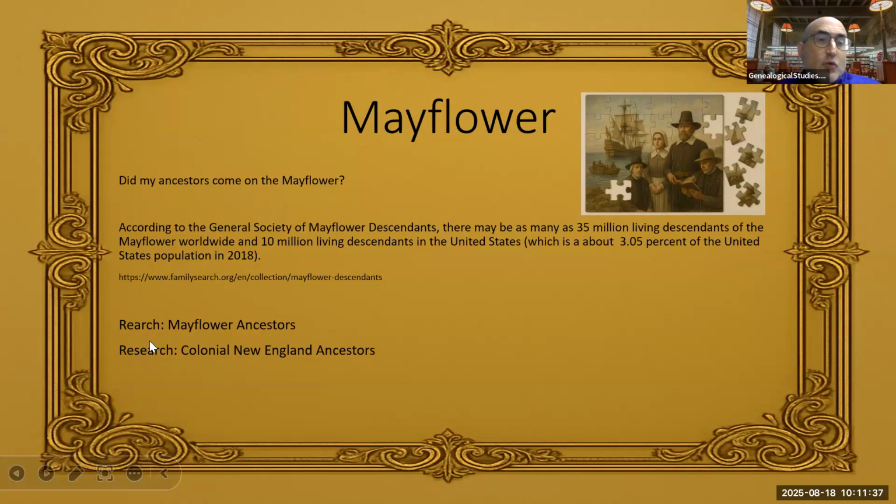Now, we have two courses. One is Research Mayflower Ancestors, and another is Research Colonial New England Ancestors. And it's very worthwhile if you're going to take those courses to find if you have Mayflower ancestors, because those courses can also help you prepare your application to prove your lineage to join the General Society of Mayflower Descendants.